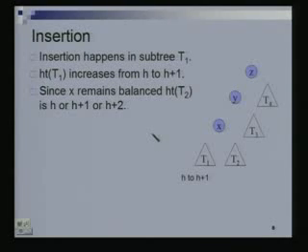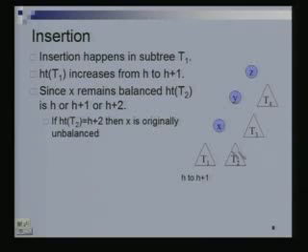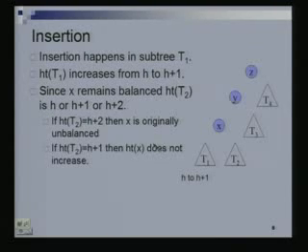Which one? Can it be H plus 2? If it is H plus 2, then originally X is imbalanced, because originally the height of T1 was H. If this is H and this is H plus 2, then this was imbalanced even to begin with. But that's not the case. Originally it was an AVL tree. So the height of T2 cannot be H plus 2. Can it be H plus 1? If it is H plus 1, then the height of X will not be increasing.